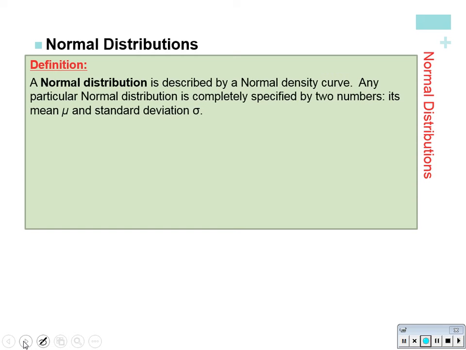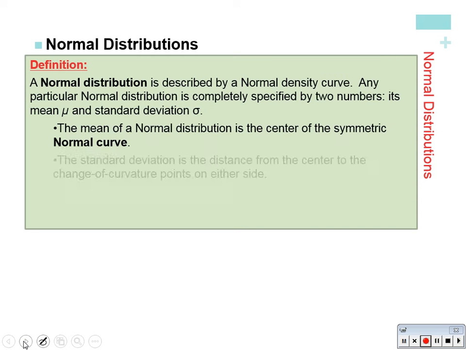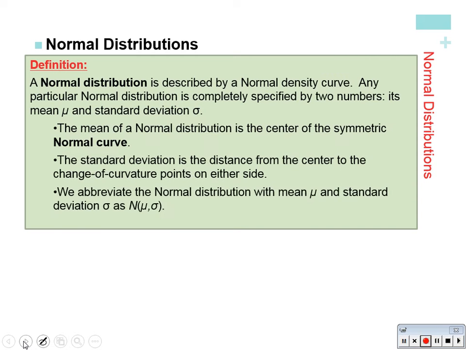So if we move into different things that we know about a normal distribution, the mean of the normal distribution is the center of the normal curve, and that's what we're using when we're talking about a graph that's symmetric. The standard deviation here is the distance from the center to the change of curvature points on either side.